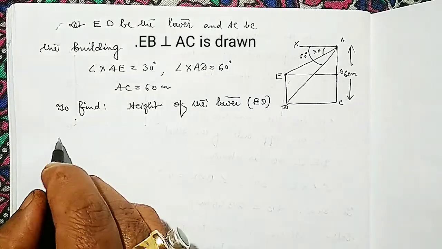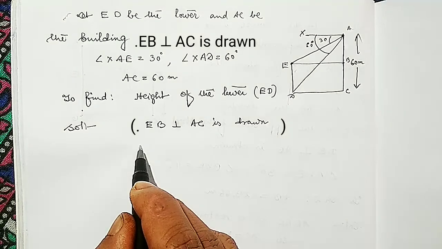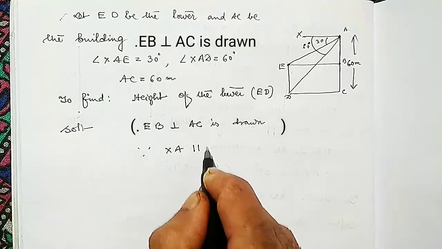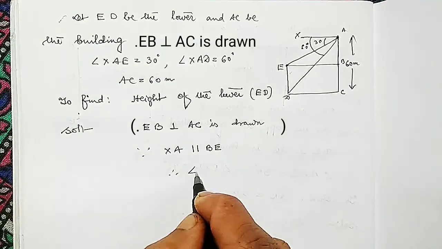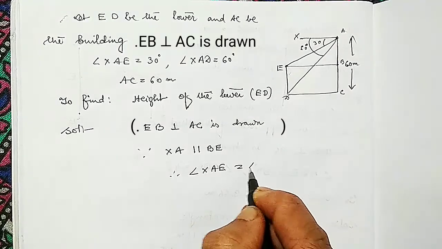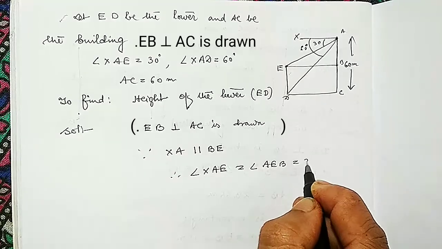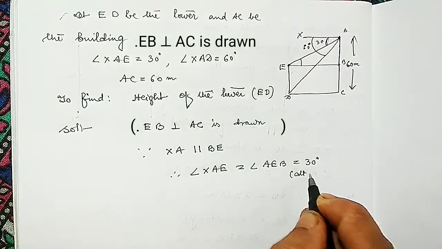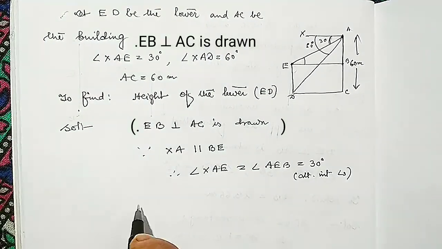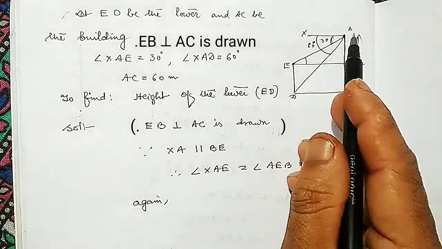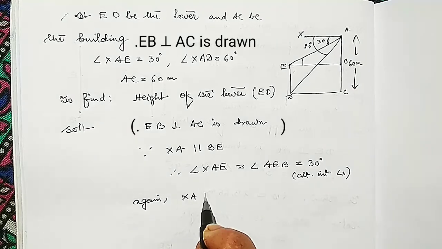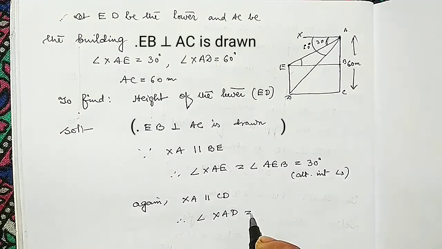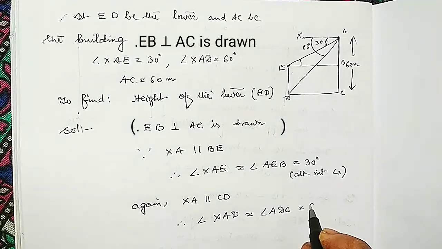Now in the solution part we can write, since this XA, this line, and EB are parallel, since XA parallel to BE, therefore angle XAE equals to angle AEB, and this also will be 30 degree. This is 30, so this also will be 30. They are alternate interior angles. Okay, again XA parallel to CD, therefore angle XAD equals to angle ADC, and this will be 60 degrees.